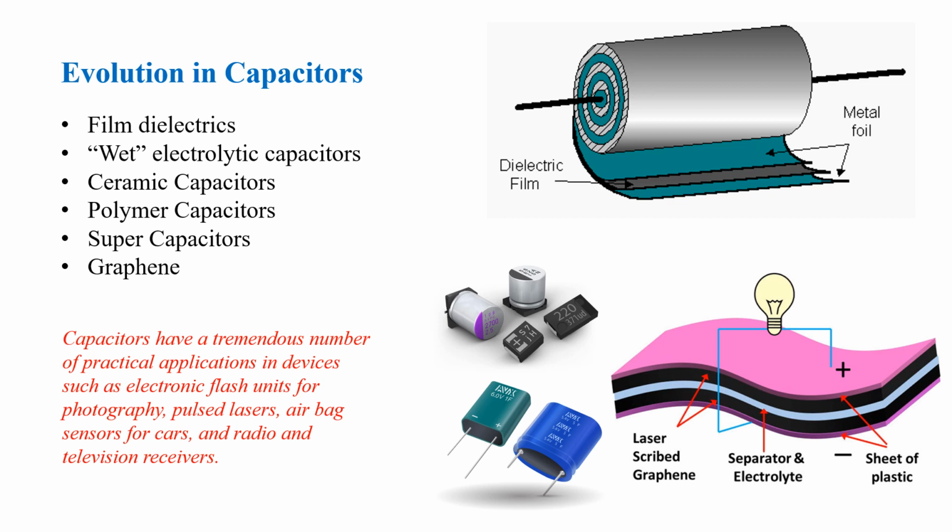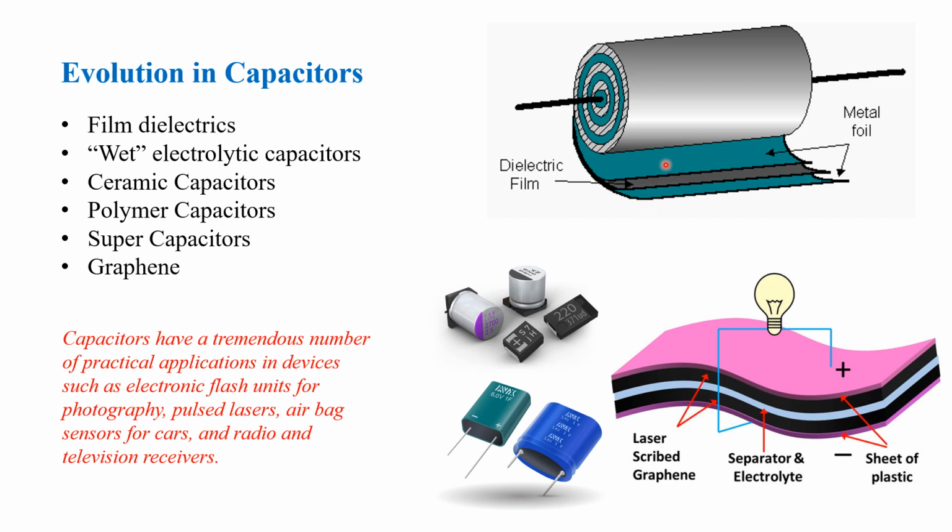You have your film dielectrics, your wet electrolytic capacitors, your ceramic capacitors, your polymer capacitors, your supercapacitors, and then your graphene. So in today's generation, we are actually doing research on supercapacitors and graphene. Graphene is a two-dimensional carbon allotrope of honeycomb shape, and we're still studying the use of graphene for your capacitors.